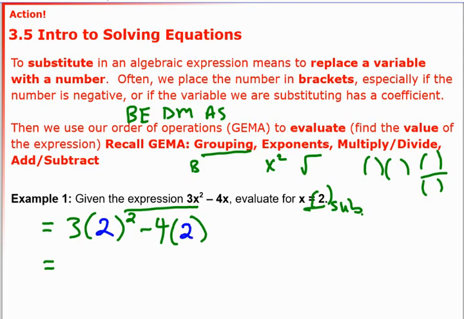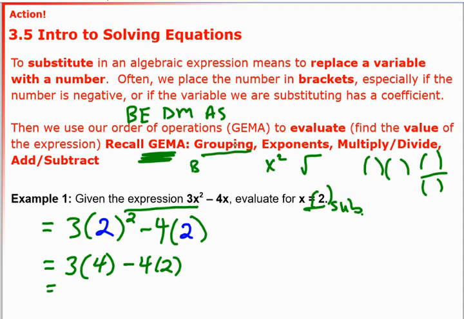All right, now that we've done that substitution, then we have to follow our GEMMA. So are there any groups? Well, this is sort of a group, and this is its own group. But there's also multiplication and some exponents. So there's nothing inside this bracket that we could do on its own. So we move along to exponents. Well, there is an exponent we have to do. So we can do this one first. So 2 squared is 4. And then really we haven't touched anything else in this next step.